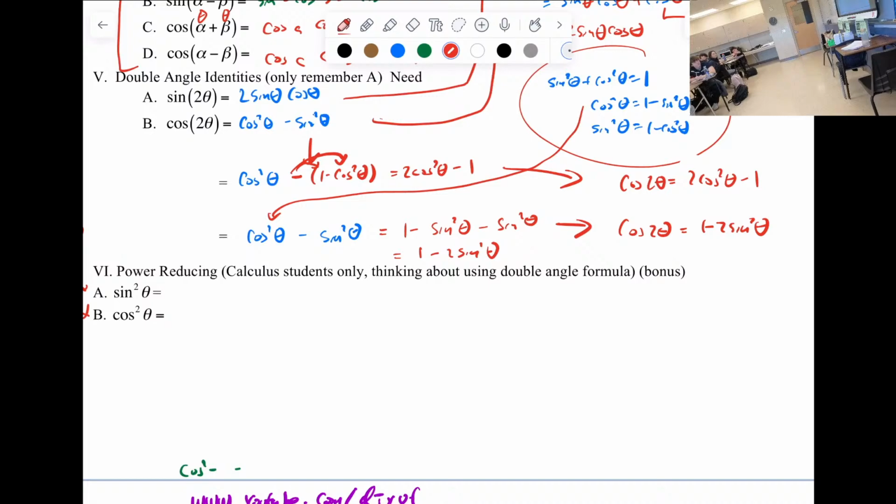So what you're gonna do is you're solving for sine squared. If I'm gonna work on this one, how do I solve for sine squared? Can I just move this to the other side?